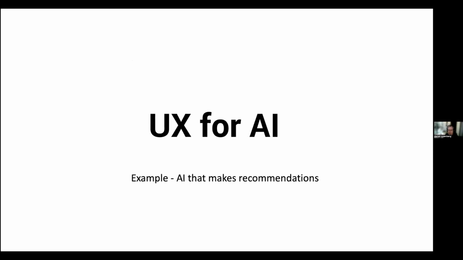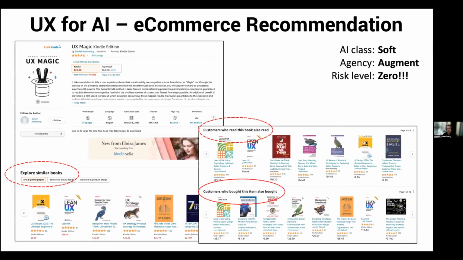So with those definitions now, I'm going to show you my work in user experience for AI and what kinds of things are going on. Now, I mentioned before the Amazon example, and the Amazon example does fit the class of soft AI. It does augment the human. It's there to help you make a decision, but the risk level is 0. If Amazon basically makes a bad book recommendation, nobody's going to die, right?